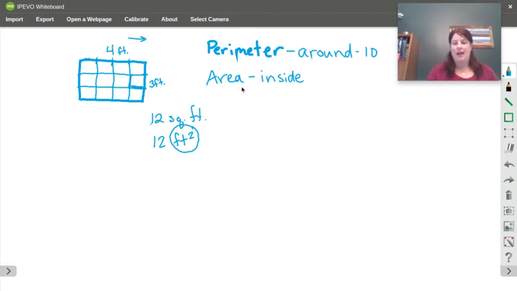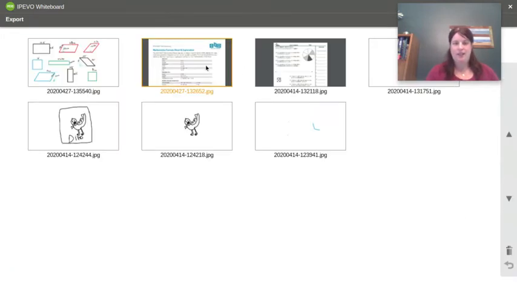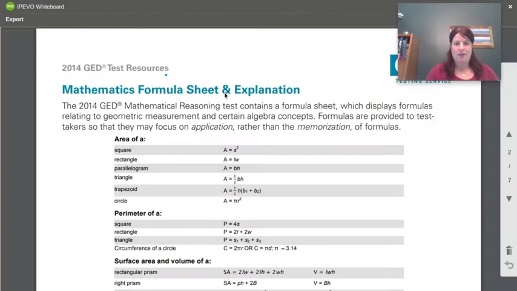We're going to talk about area of a few different 4-sided shapes to get you started on that formula sheet. And over the next few days, we're going to move on down that sheet to work on the different measurements there. Let's take a look real quick at that formula sheet. It looks like this, and this is what you would get on the GED test. Today, we're going to be looking at these top three: the area of a square, the area of a rectangle, and the area of a parallelogram.